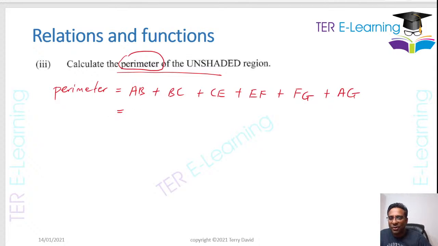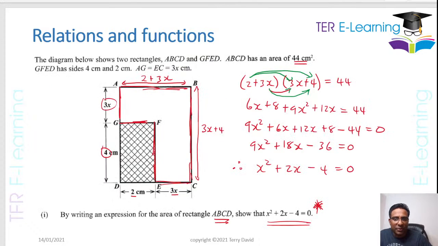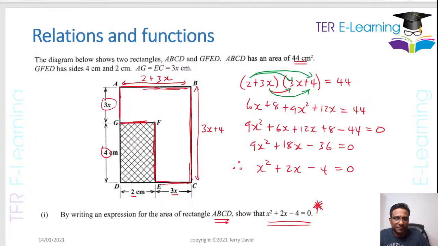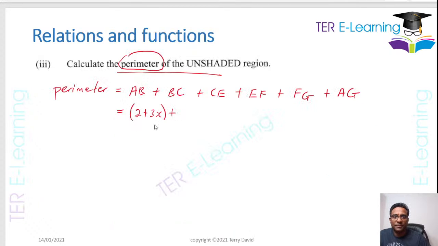So let's write down what we know. AB, according to the diagram, is 2 plus 3x, right? So you're going to put that. So AB is 2 plus 3x. That's what AB is. Plus BC, which here is 3x plus 4.